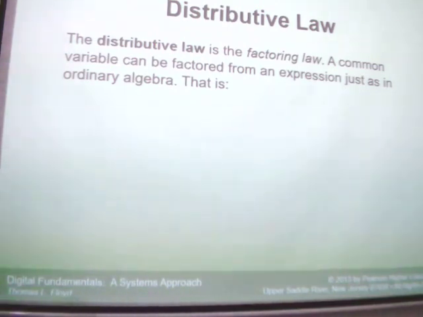The distributive law is the factoring law. A common variable can be factored from an expression, just as in ordinary algebra. That is, A and B or A and C equals A and (B or C).